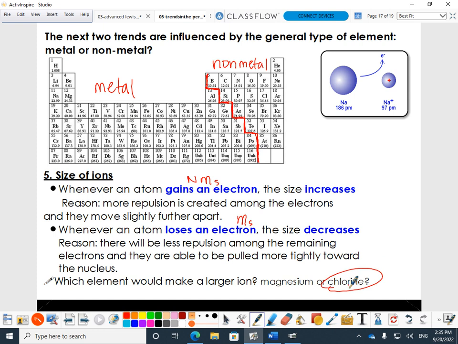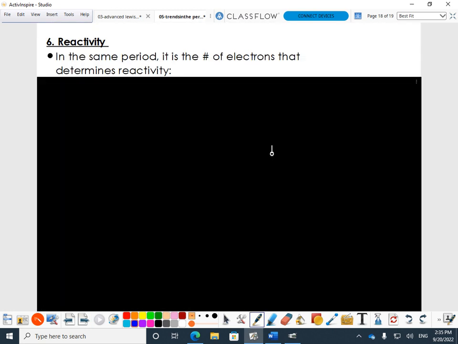Okay, the same thing goes for the next trend, reactivity. We have to distinguish whether we're talking about a metal or a nonmetal. We're not going to draw summary arrows because that's more difficult to do. Reactivity requires a teensy bit more brain power, okay?